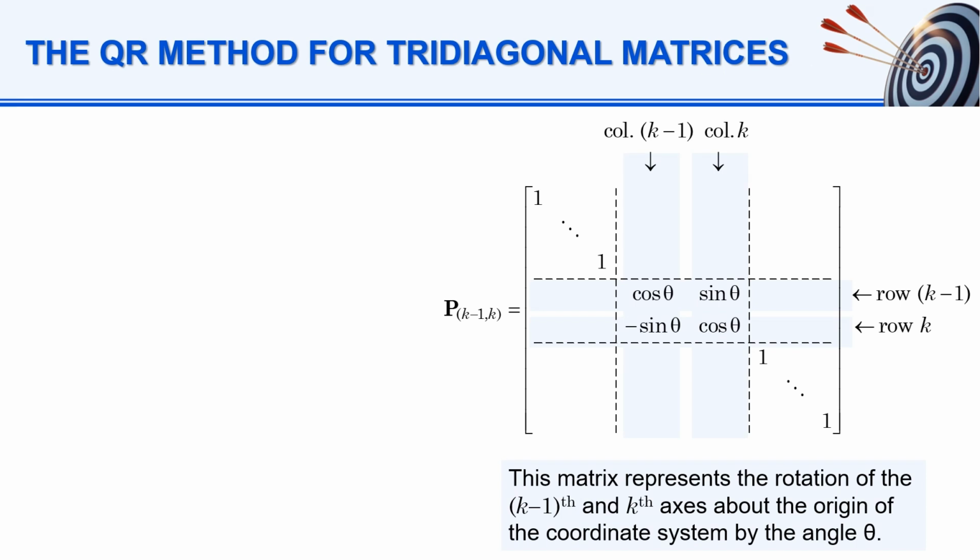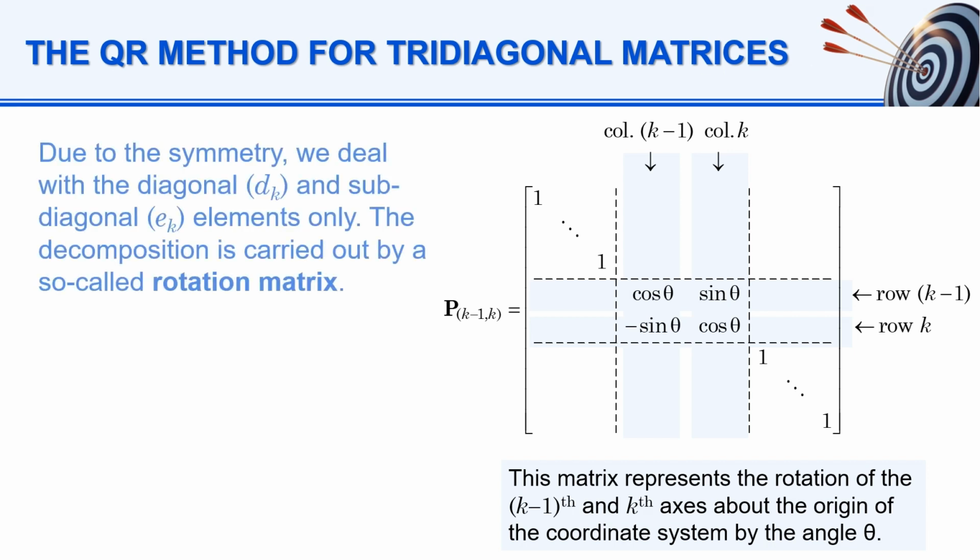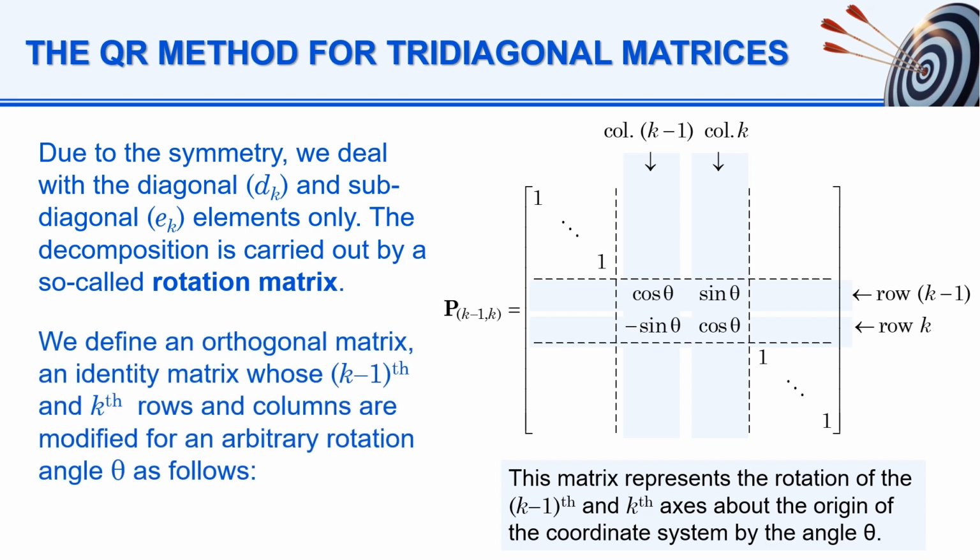The following is a matrix representation of the rotation of the (k-1)th and kth axes about the origin of the coordinate system by the angle theta. Due to the symmetry, we deal with the diagonal and subdiagonal elements only. The decomposition is carried out by a so-called rotation matrix. We define an orthogonal matrix, an identity matrix whose (k-1)th and kth rows and columns are modified for an arbitrary rotation angle theta, as shown.